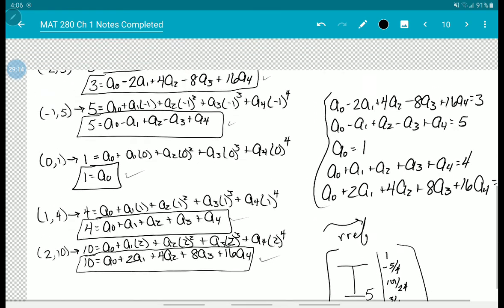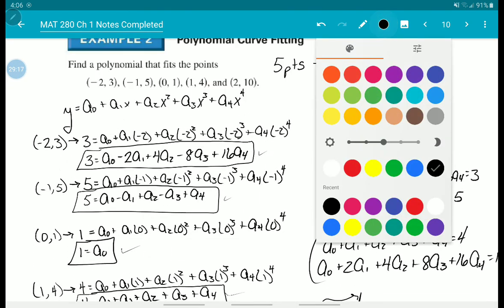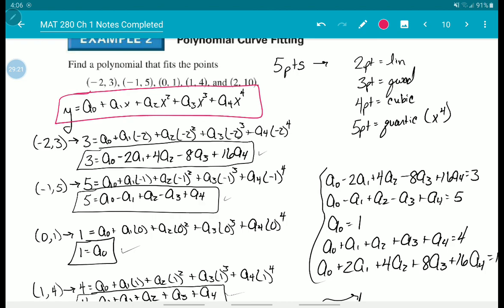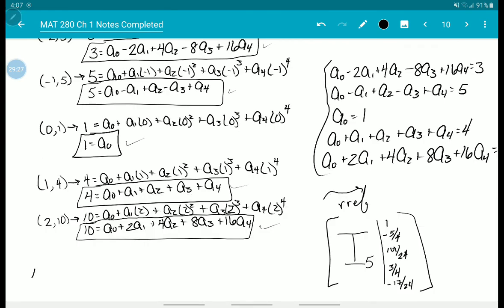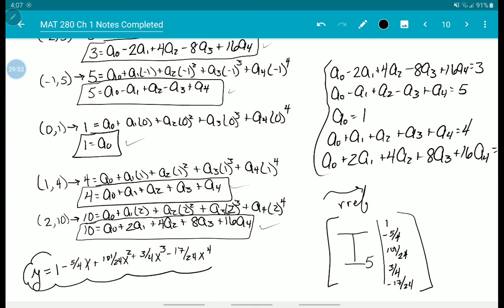So then our final answer, remember the format that we were trying to fit? We were trying to fit this format. So our polynomial is going to be A0, which is 1, minus 5/4 x plus 101 over 24 x squared plus 3 over 4 x cubed minus 17 over 24 x to the 4th. So there's our polynomial that fits this model. So how cool is that?